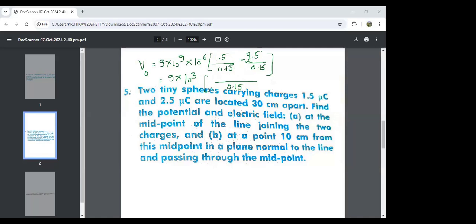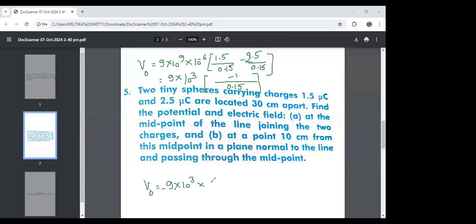The answer will not be 0, because one charge is 1.5 and one charge is 2.5. So here we will have minus 1 upon 0.15. Minus 1 upon 0.15. Then next here you can simplify it as what? That is V naught is equal to 9 into 10 raised to 3. And here this minus you keep it as it is. And this is divided by 0.15.